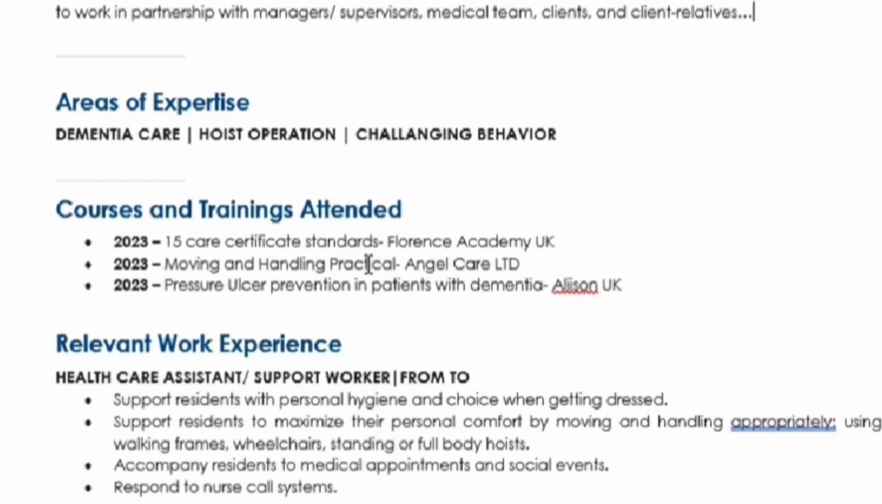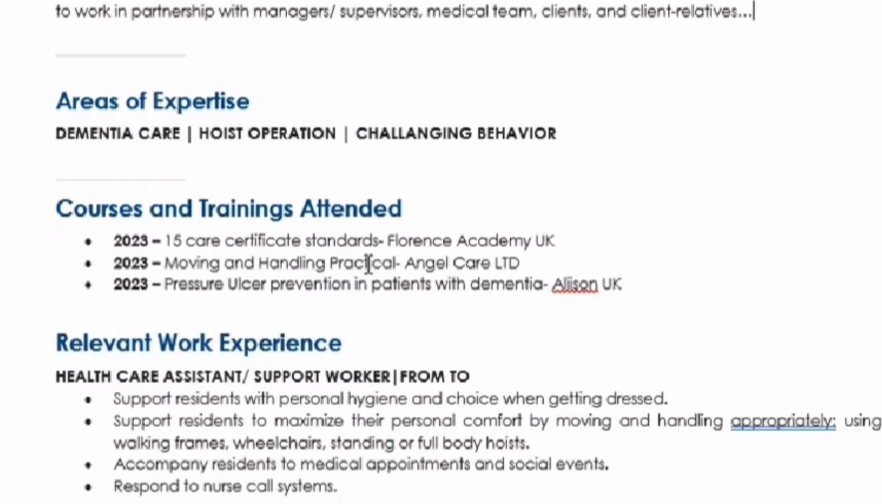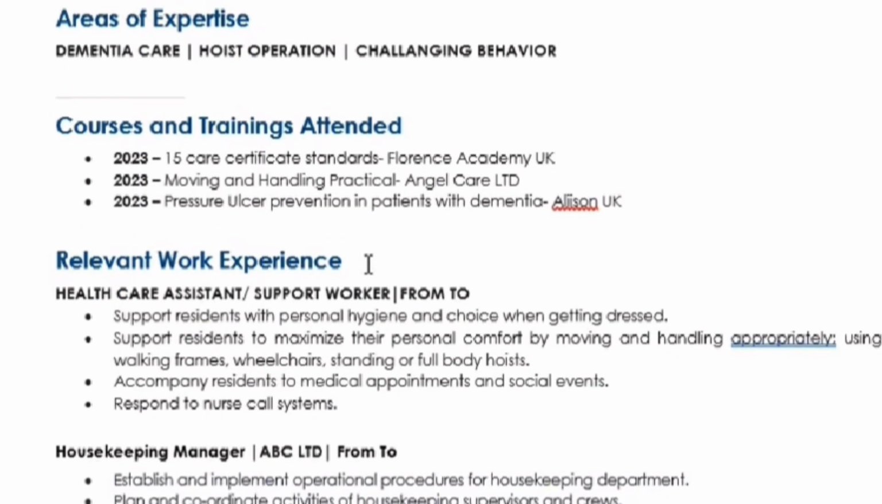All right, so courses and trainings you attended. If you have gotten any courses and training certificates, this is where it comes in. You have done the 15 care certificate standards from Florence Academy, from reads.com, from Udemy, from Alison's, wherever it is that you have done it. You put it here, put the year. Then you have done moving and handling practical. Maybe there's a particular hospital you have gone to and you have done the practicals in moving and handling. You have done first aid, CPR practical. You have done all these things. This is where they come in: the courses and the trainings that you have attended, the year you attended it, and the organization that gave this training.